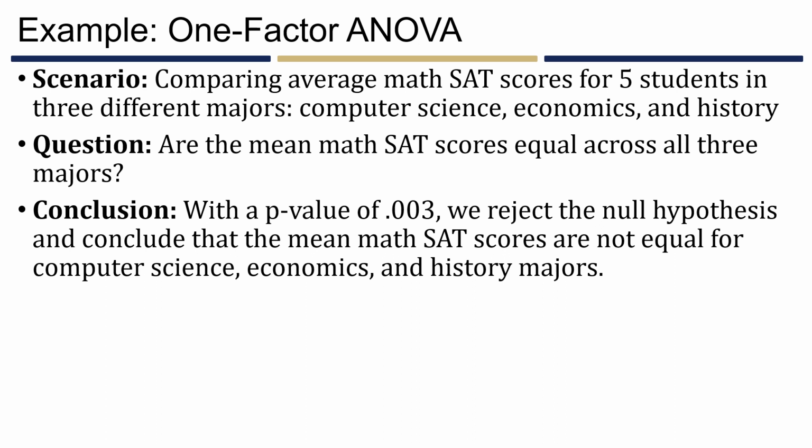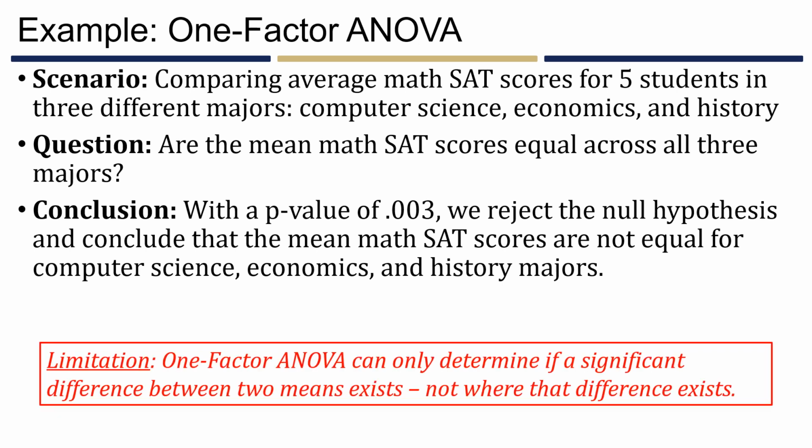Now, notice that the conclusion that we made here was that all three of these means are not equal to one another. This is one limitation of One-Factor ANOVA. One-Factor ANOVA can only determine if a significant difference exists between these means. It can't determine exactly where that difference actually lies. That's a topic for multiple comparisons, which we're going to tackle a little bit later on in this lecture.